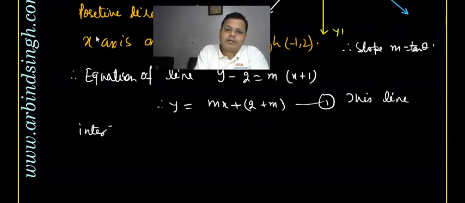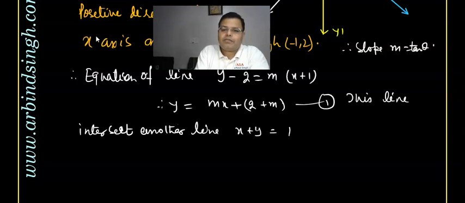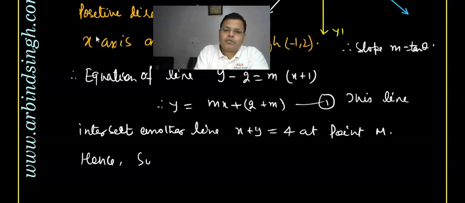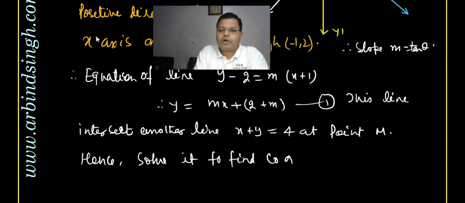Since this line intersects another line x plus y is equal to 4 at point M, to find the coordinate of M, solve equations 1 and 2. Solve it to find the coordinate of M, and what will happen then?